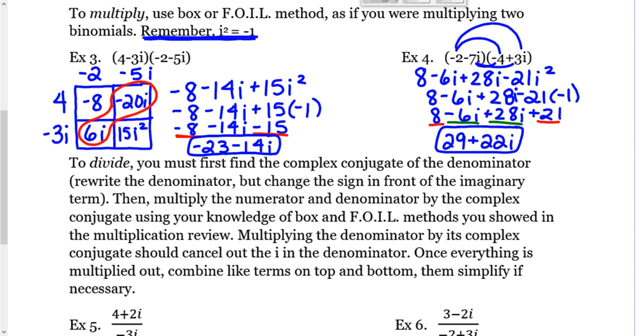So either box or FOIL, I don't care which one you want to use. This is FOIL. This is box. Whichever one you felt more comfortable with in Algebra 1 and Algebra 2 is probably the best one for you at this point. I don't want to tell you you have to use one if you know that you're more comfortable with the other. You've schooled on this long enough, you know what you need. So I'm not going to be picky about that. The biggest problem that I see is people forgetting that i squared is equal to negative 1. Do not leave i squared in your answer.